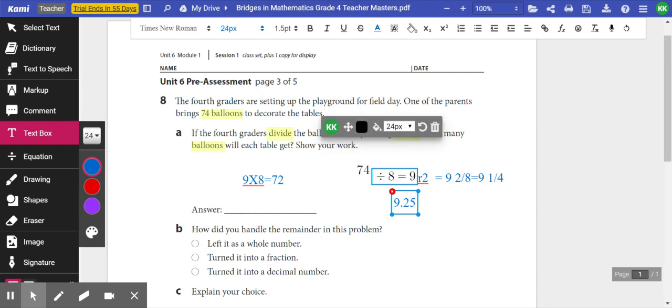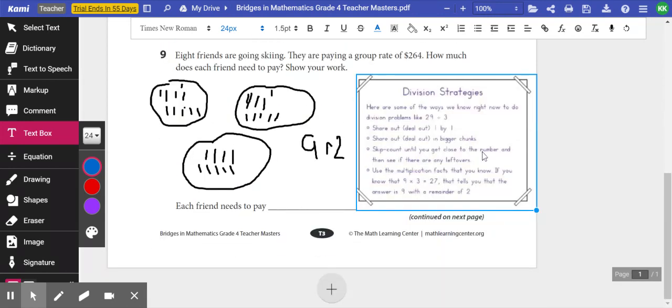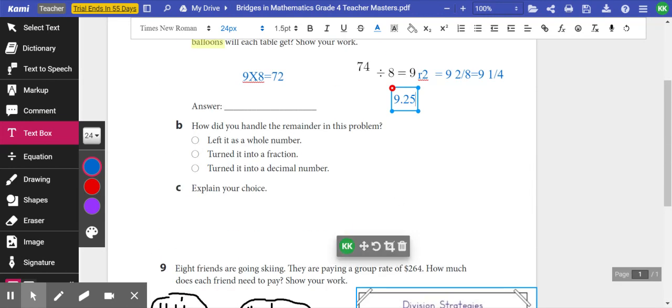So as you're looking at that, you can come back to these division strategies on how you're going to show your work.